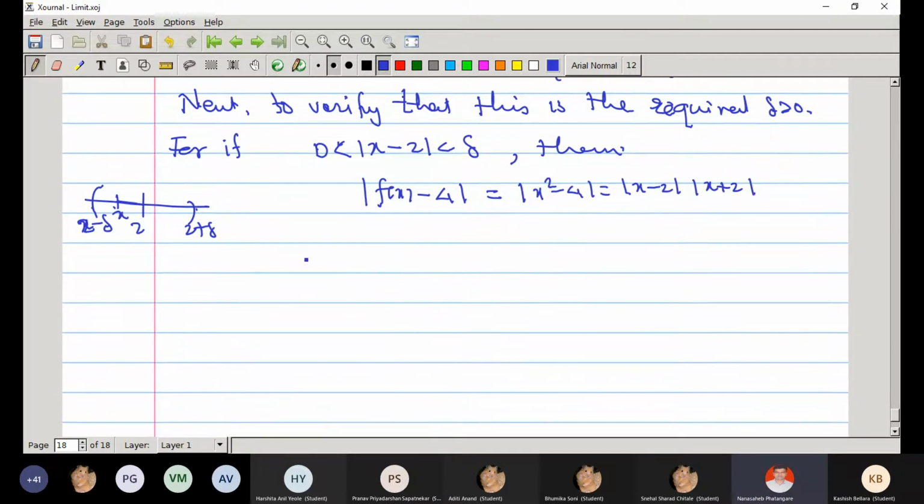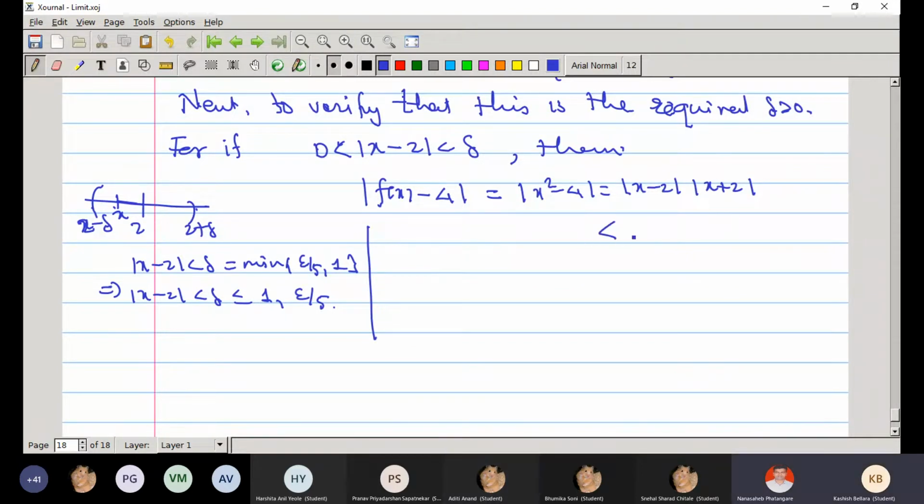So, when I say the distance of x from 2 is less than delta, and delta is the minimum of epsilon by 5 and 1, so ultimately |x minus 2| is less than delta, which is less than or equal to 1 as well as epsilon by 5, right? So the distance of x from 2 is less than 1 as well as epsilon by 5. Is it true? Yes, sir. And so can I say that |x minus 2| into 5 is less than epsilon?